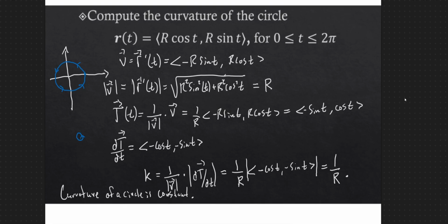Okay, that's it for this video. We've now computed curvature of two different classes of curves, straight lines and circles. Remember, straight lines have constant curvature, but it's 0. And circles have constant curvature, but positive curvature.